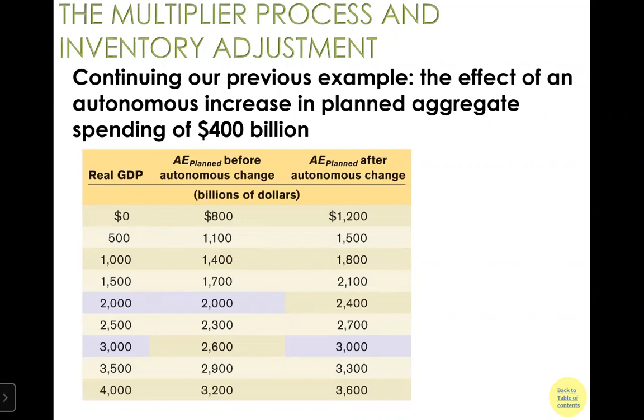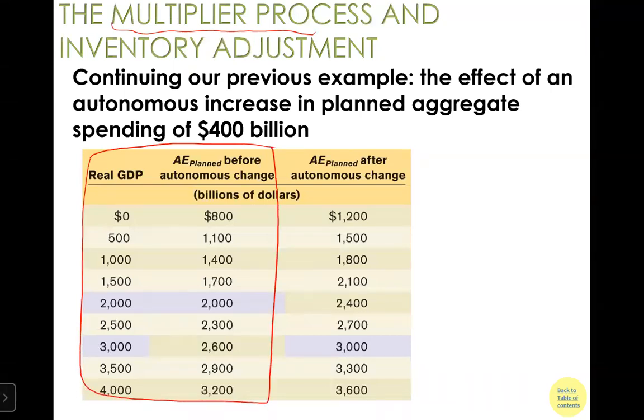Now, we're going to use this example to understand the multiplier. Start with these two columns: real GDP and the aggregate expenditure plan. From the discussion we have so far, we know this is going to be the equilibrium. Whenever we are above this line, you have a negative inventory investment, so you're going to increase the order. Below this line, you have a positive unplanned inventory investment, so you want to cut your order until you reach here.